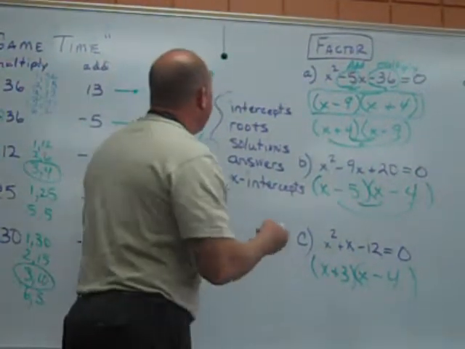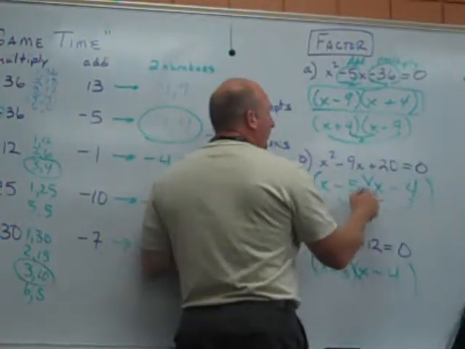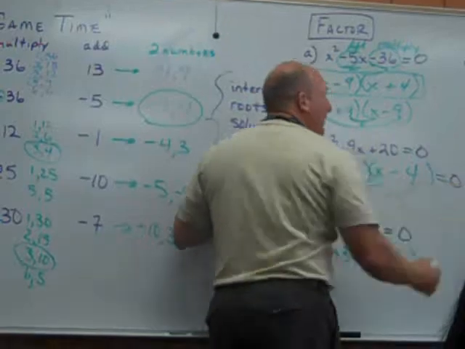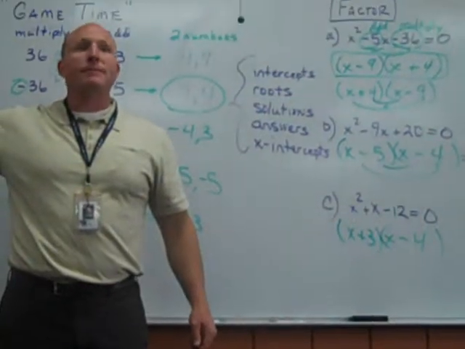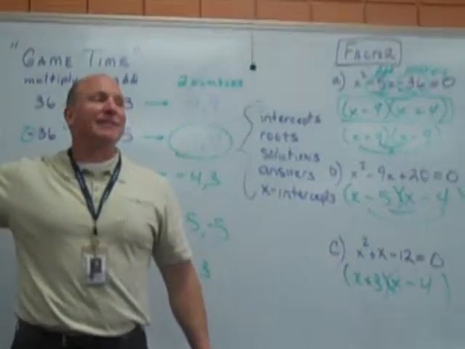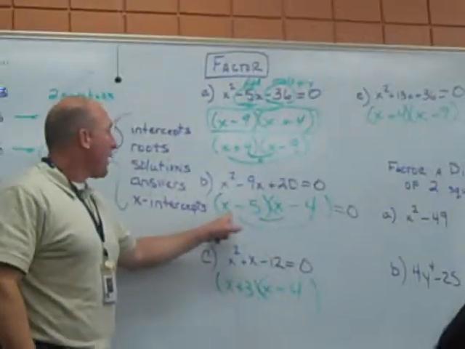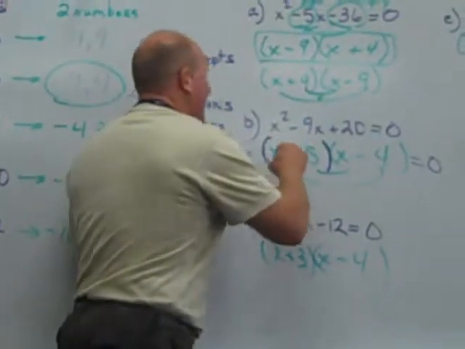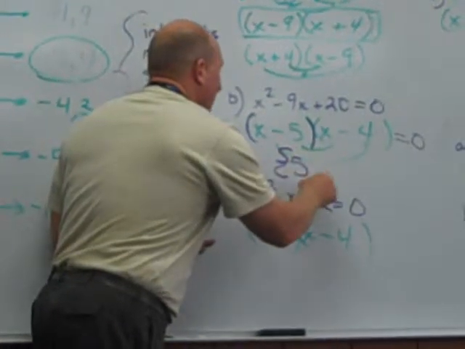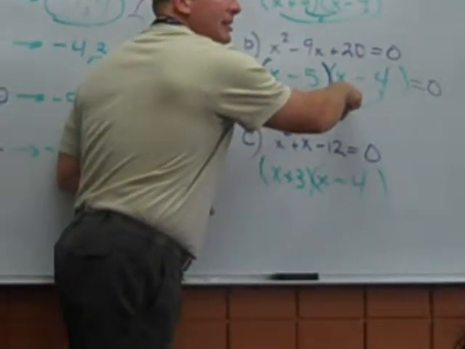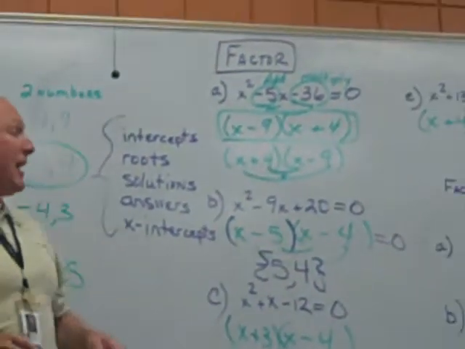Now, let's think about it. Intercepts, roots, solutions. We're looking for values that we can put in for x that will make it equal to 0. Now, what did we do over here? What's 0 times 0? So, what would make this first set of parentheses equal to 0? 5. There's one of your solutions. What would make this one 0? There's your other solution.